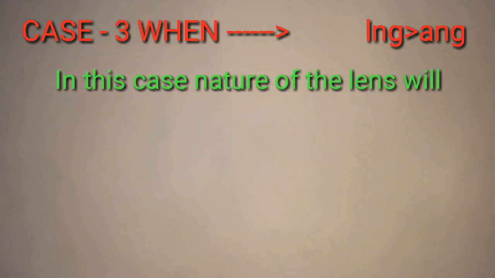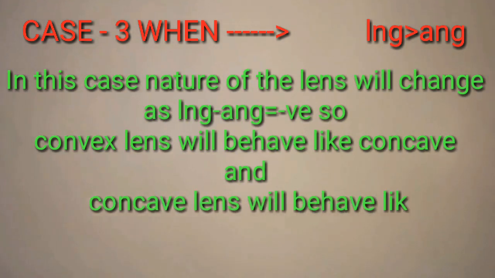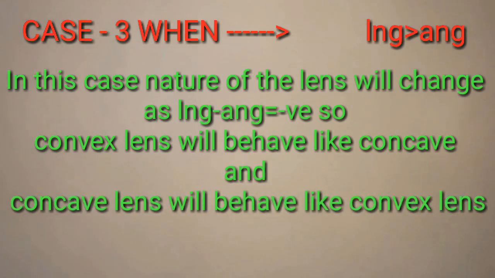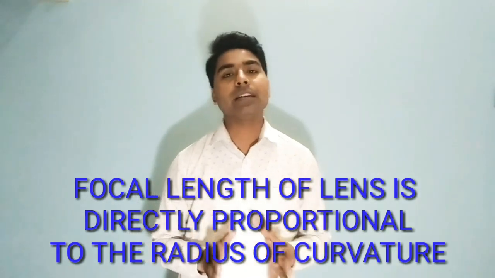Now our next point is, in this case, when the refractive index of the lens is less than that of the medium, the nature of the lens will change, as the lens minus medium term will give negative. So convex will behave like concave, and concave will behave like a convex lens. Now our next point is how it depends on the radius of curvature. As I said, both are in the denominator, so the focal length is directly proportional to the radius of curvature.